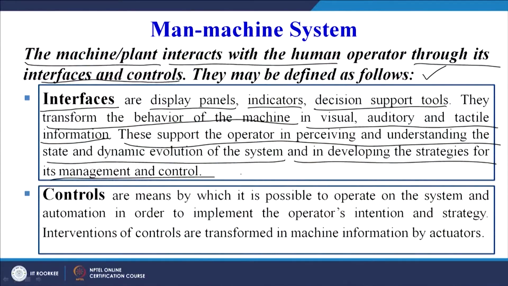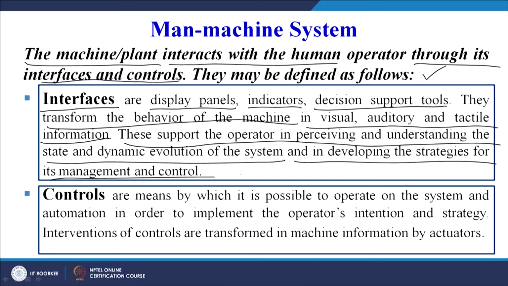Now this is acting as a decision support tool also for me. Why? Because I have to see that I cover the entire syllabus or whatever is outlined for today in 30 minutes. So it will help me to decide to speed up the things or to skip a few examples or a few slides, so that I am able to cover the topic in 30 minutes only. So this is the interface between me and the display panel, which is helping me as a decision support tool also. So interfaces are display panels, indicators, decision support tools.